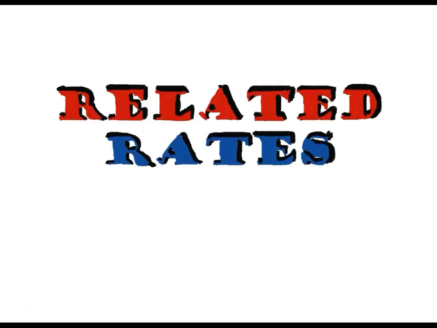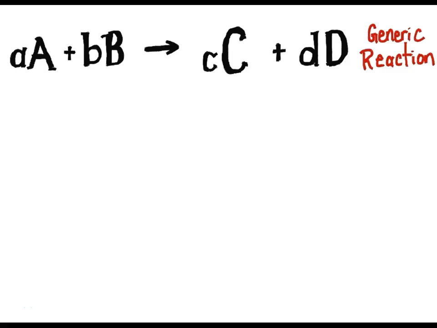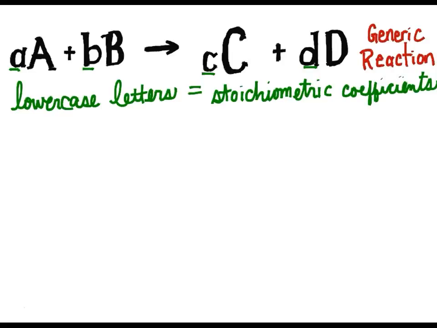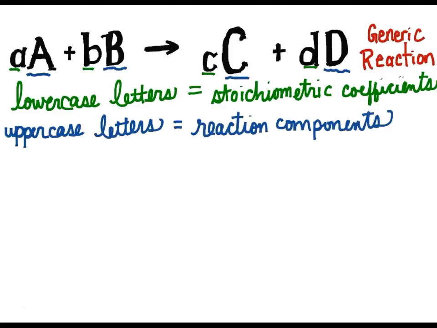So we're going to talk about related rates and a related rates expression. The first thing we're going to start with is our generic reaction. We're going to be using this reaction a lot in the future. Lowercase letters are stoichiometric coefficients, so those are going to be numbers. And the uppercase letters are going to be reaction components, so those are going to be molecules, compounds, elements, whatever is in the reaction. A and B are reactants, C and D are products.